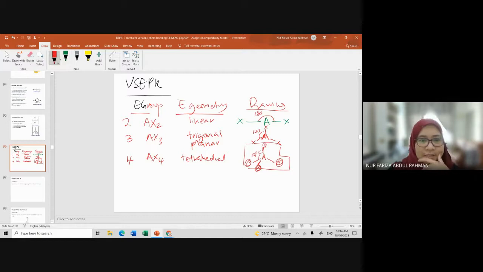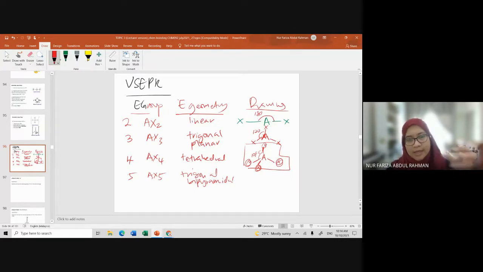Okay, next. Number 5, if we have 5 electron group, that means we have AX5. Okay, so it should be trigonal bipyramidal. Okay, so remember for trigonal bipyramidal, it is special because it has two bond angle. Okay, so we have the equatorial part and the axial part. For the equatorial part, for all the electron group at the equatorial part, it should be 120. Okay, all right.